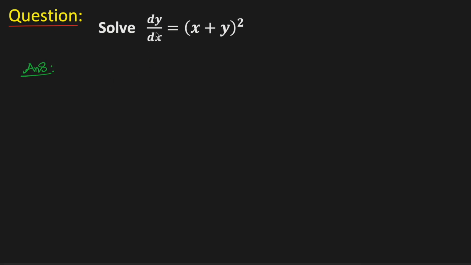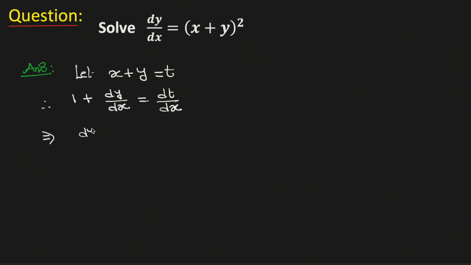To solve the differential equation dy/dx = (x + y)², let us put x + y = t. Differentiating both sides with respect to x, we get 1 + dy/dx = dt/dx. From here we have dy/dx = dt/dx - 1.